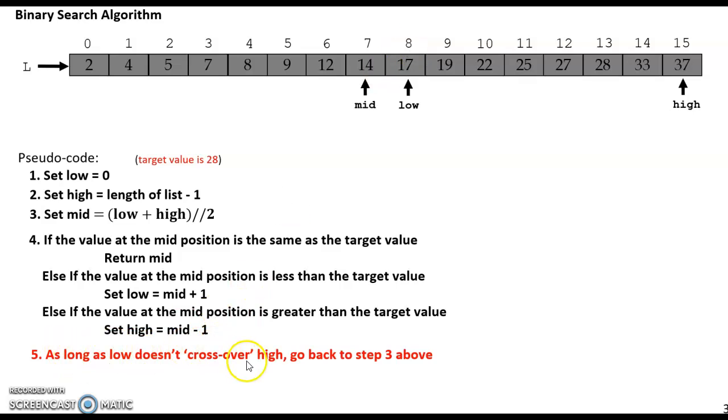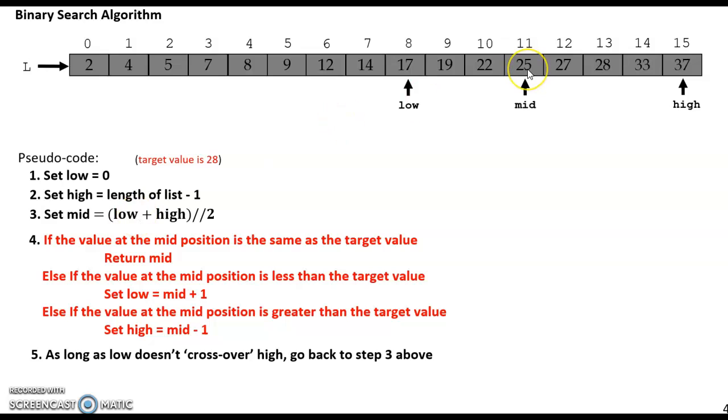And as long as the low doesn't cross over the high, go back to step 3 above. So in Python, this means while low is less than or equal to high, as we'll see in a while. So we're back to step 3 now, and we're setting the middle value to the low plus high, floor division 2. So this time our low is index position 8, plus high remains as 15, so 8 plus 15 is 23. Floor division 2 is 11, and therefore the middle value in this data set from here to here is now 11. And we're going to go off and do our checks again.